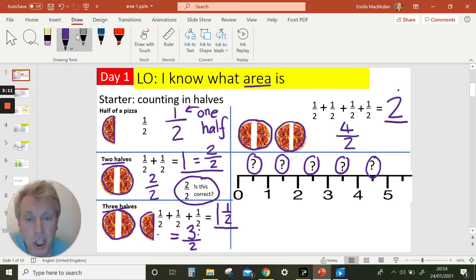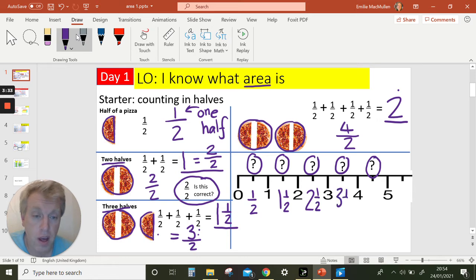Okay. What did you say? Halfway between 0 and 1 is a half. Halfway between 1 and... oh, we're counting in halves. 0, 1 half, 1, 1 and a half, 2, 2 and a half, 3, 3 and a half, 4, 4 and a half, 5, and so on. So that's what we're doing. We're counting in halves. Each time it's another jump of a half on.